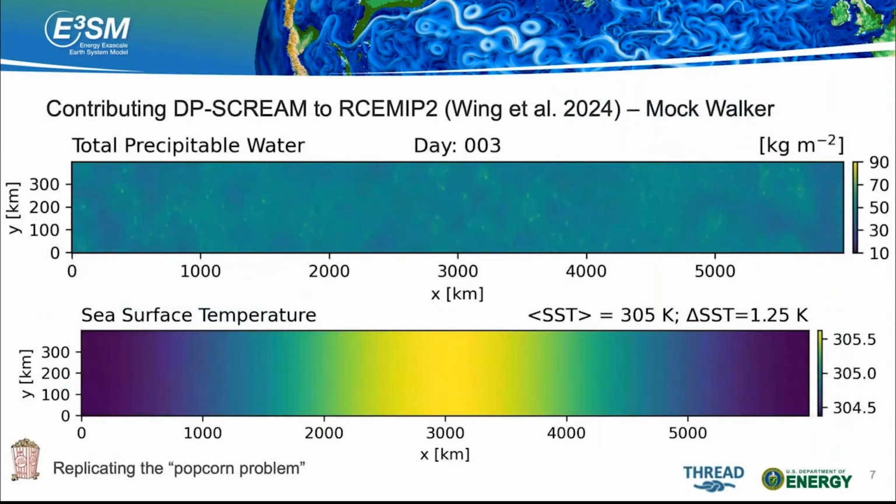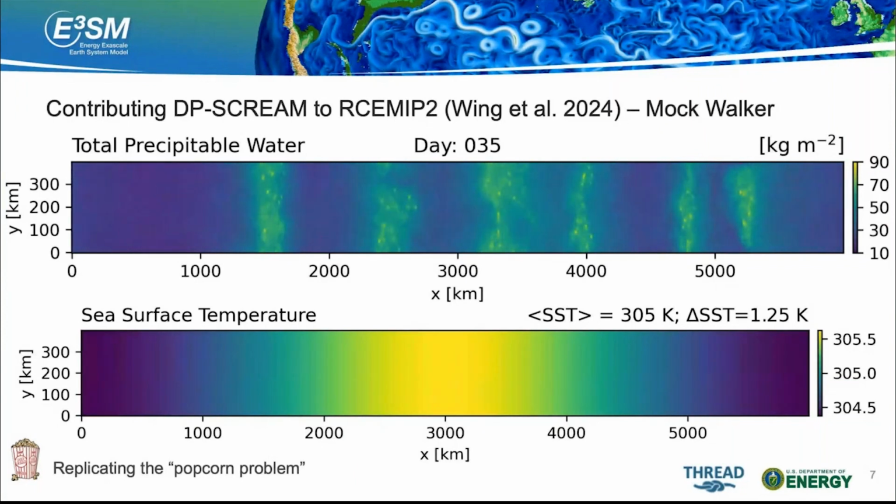So at the beginning of this talk, I mentioned the popcorn problem is one of the most glaring biases in Scream simulations. Here I am showing an animation from a DP-Scream simulation that I will be submitting to the second radiative convective equilibrium intercomparison project later this year. The RCE-MIP2 protocol represents a Walker circulation setup with non-uniform SSTs, as shown at the bottom of the slide.